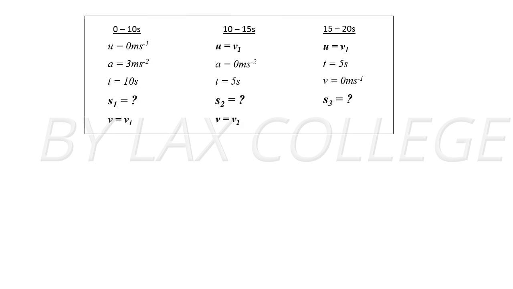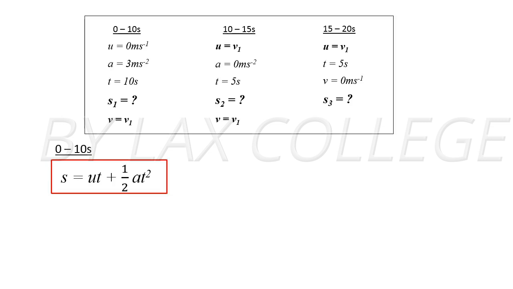Now let's calculate it part by part. For the first stage, 0 to 10 seconds, you can use the formula S equals ut plus half at squared to find S1. So substitute the values from the table above. You get 0 times 10 seconds plus half times 3 times 10 squared. So you get the S1 value as 150 meters.